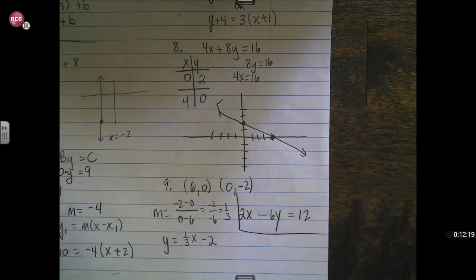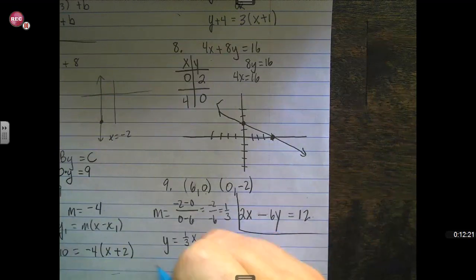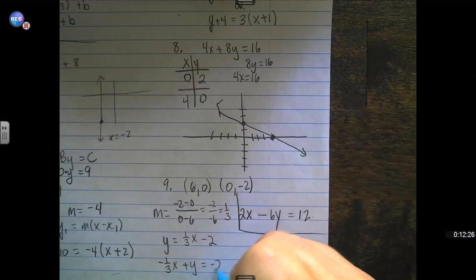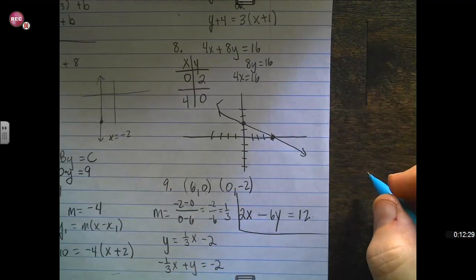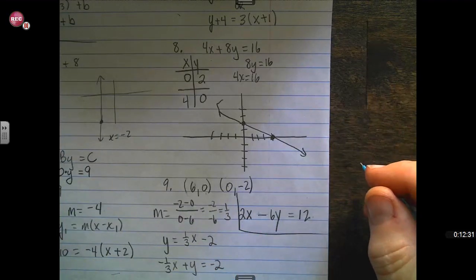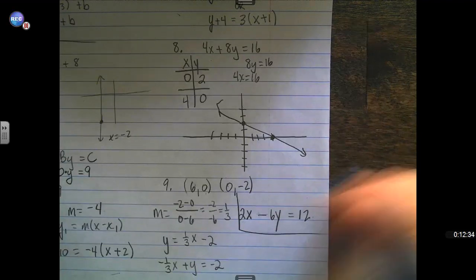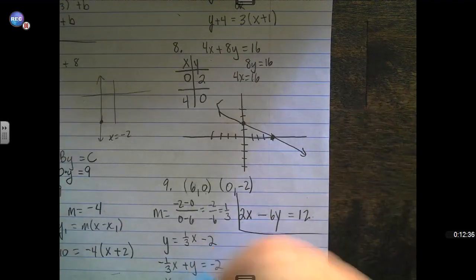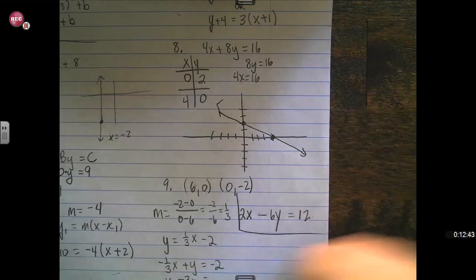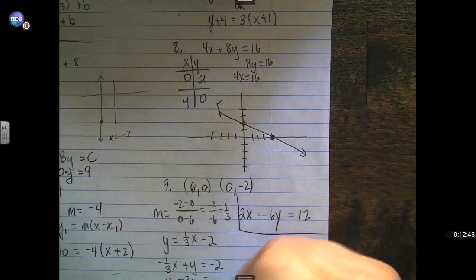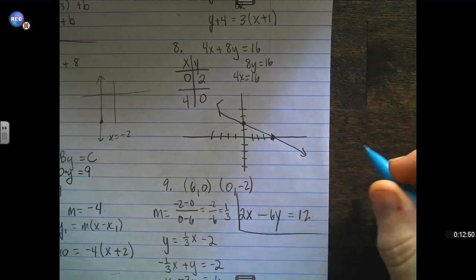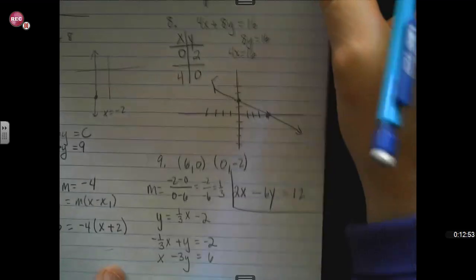And I'm going to move the x to the other side, -1/3 x plus y, and then I'm going to multiply everything through by -3, which is going to give me x minus 3y equals 6. You're saying, hey, wait a minute, that's not the same answer we got over there.